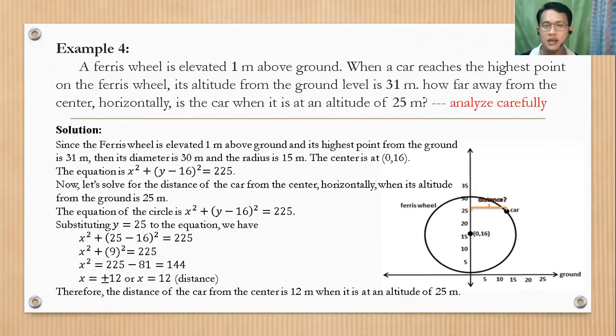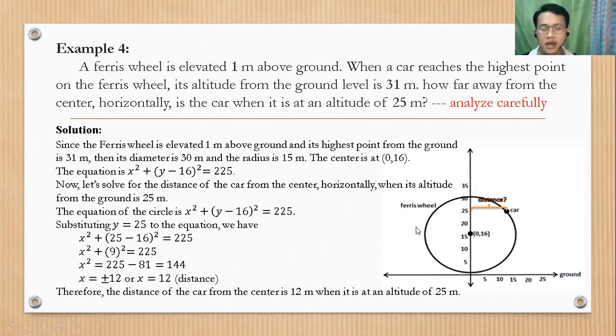Sir, how did you get the equation? So basically, from our given, the diameter is 30 meters, right? So sir, where is 30 meters? Why is it not in our equation? The radius is 15. So basically, we square 15, and 15 squared is 225. And then the center there is at (0, 16).